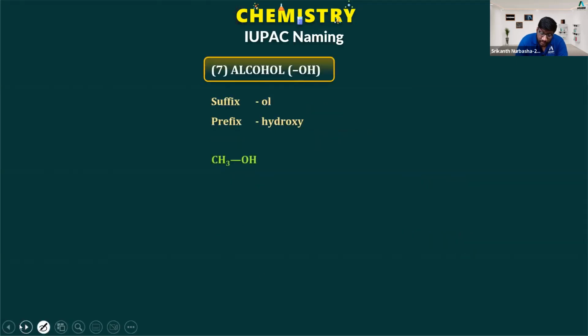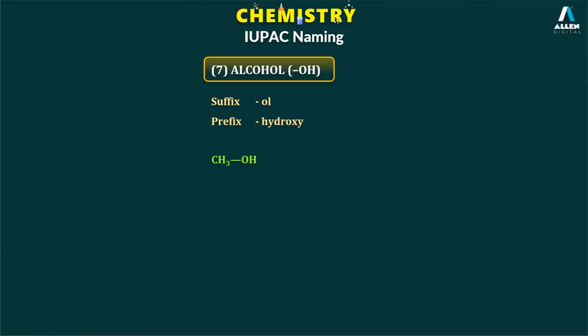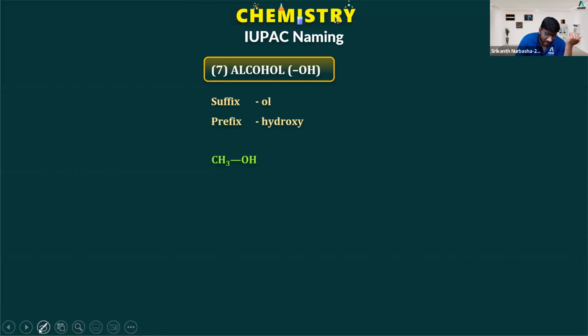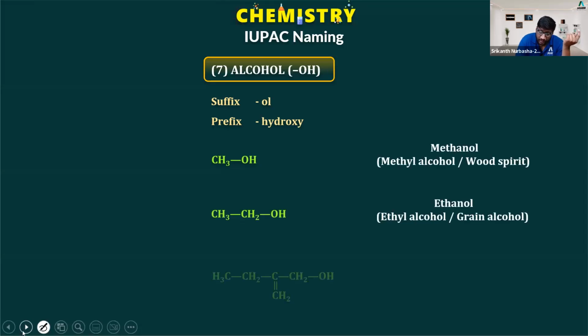Alcoholic groups. CH3OH, what is this called as? Methanol. CH3CH2OH, ethanol. We all know that. Simple names. Now CH3CH2, C double bond CH2, CH2OH. What is the name here going to be?